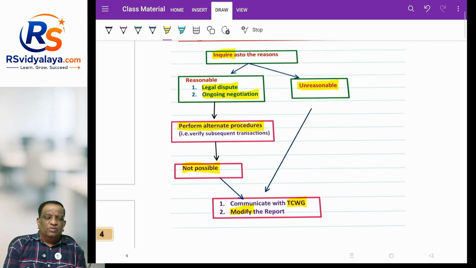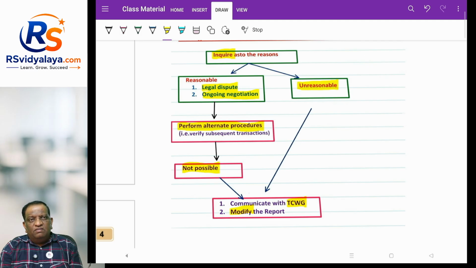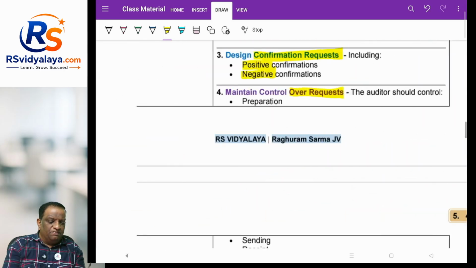So therefore, the management may refuse to send any letter at this juncture. So then what should I do? Now I should perform alternate procedures. What could be those alternate procedures? Verification of subsequent transactions, if that is possible. But if that is not possible, that is, there are no subsequent transactions, then what do I do? Then communicate with those charged with governance. They may instruct the management to remove the limitation. Otherwise, if that is not done, modify the report. That's all.